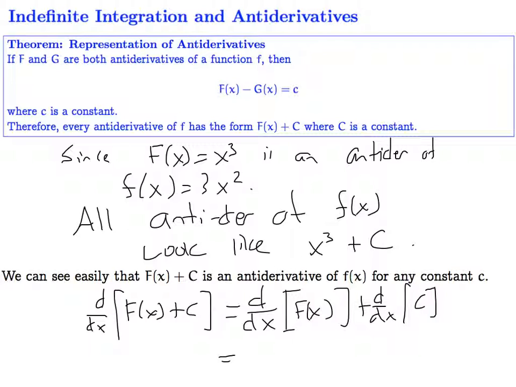By definition, since capital F of x is an antiderivative of f of x, its derivative is just f of x. That's what an antiderivative means. Plus I get 0 here. And so, since the derivative of F of x plus c is equal to f of x, it's an antiderivative as well. So that part's not so bad.